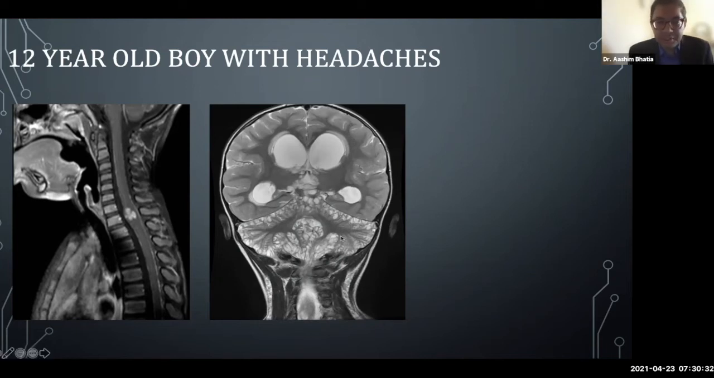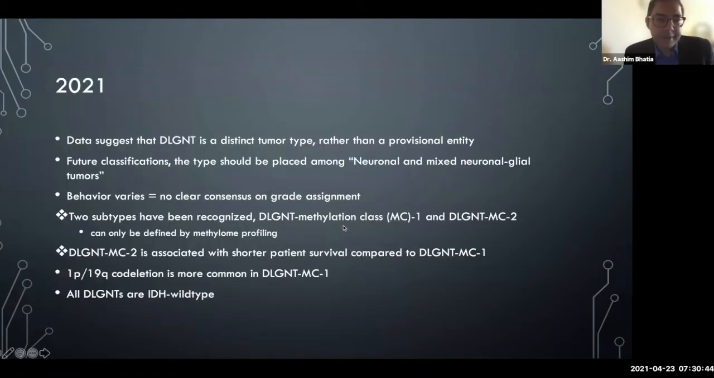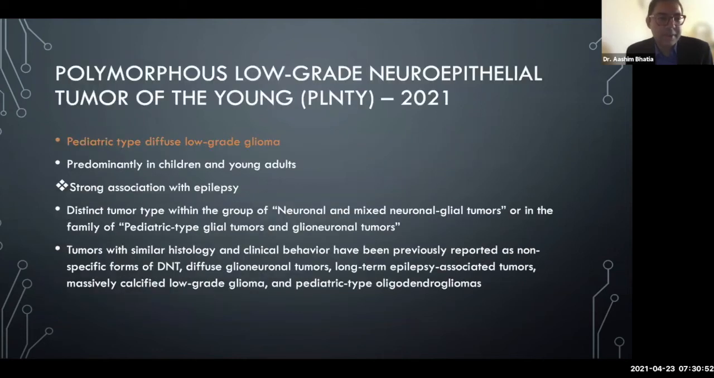Here's a good example of the T2 lesions that are seen with this tumor, diffuse leptomeningeal glial neural tumor, where you get these little T2 hyperintense components throughout the cerebellar folia. So yeah, in addition to the 2021 classification, there'll be subtypes, no need to go into it right now, just so you're aware.